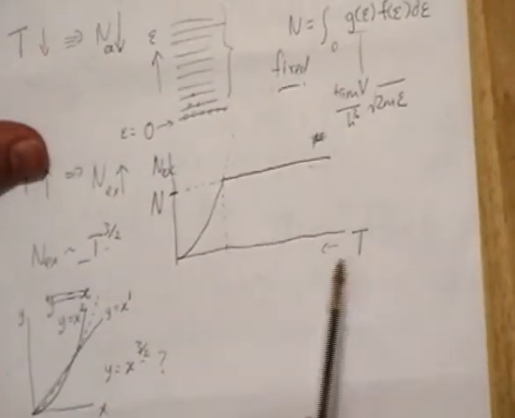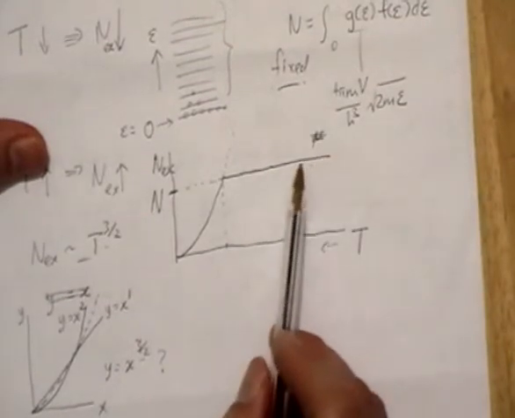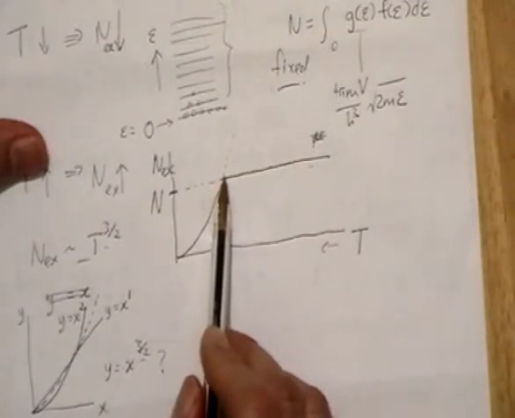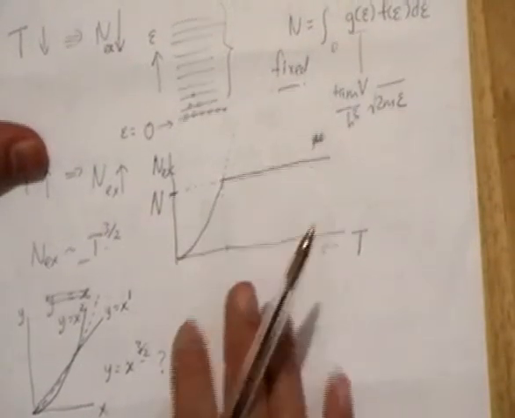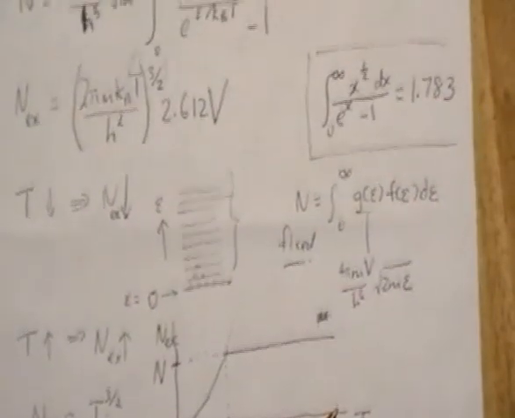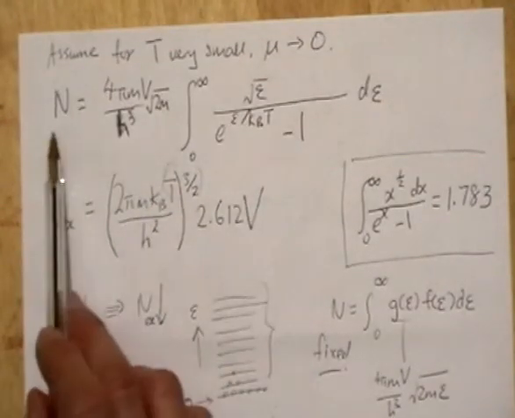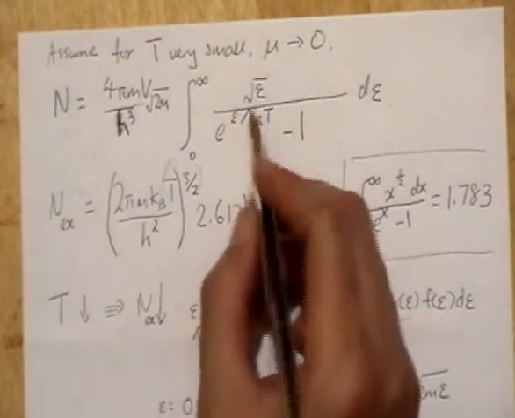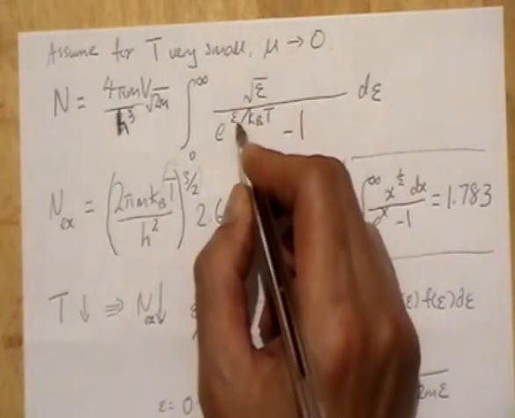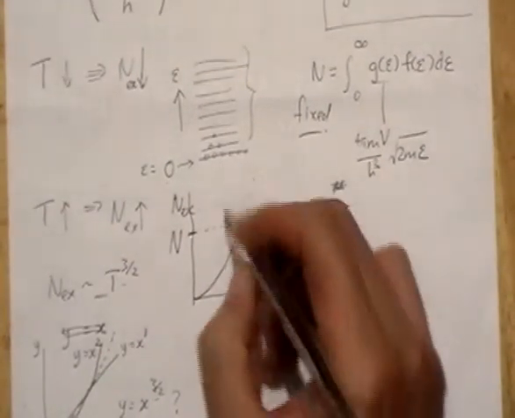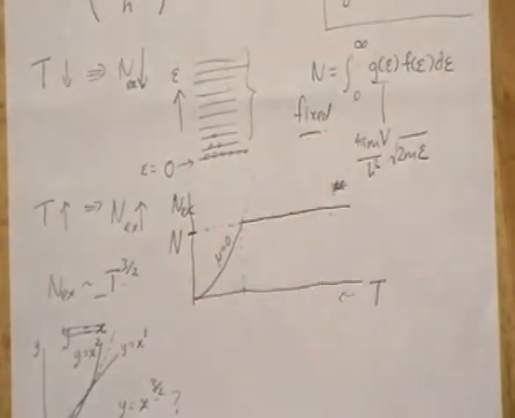Okay, now let's look at this graph. As temperature falls, we will be moving along this line. And when we reach this point, we switch to this curve. And this curve was obtained from here, from this expression for this integral for N. And you remember how we got this? We got this by setting the mu to 0. That's why there's no more mu there. And that means that on this curve, mu has been set to 0.